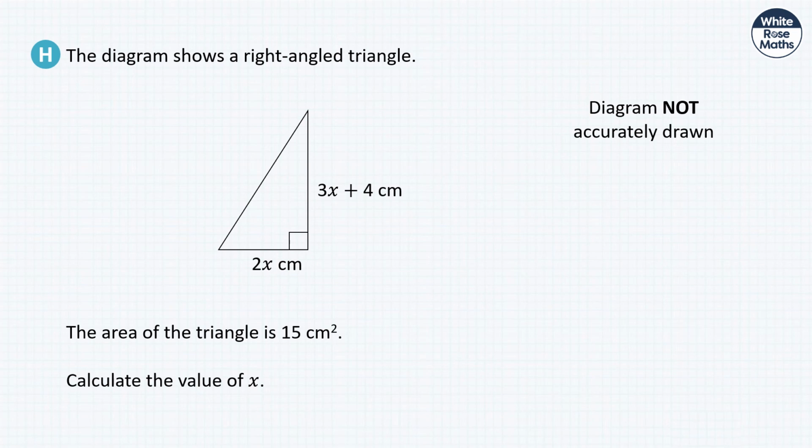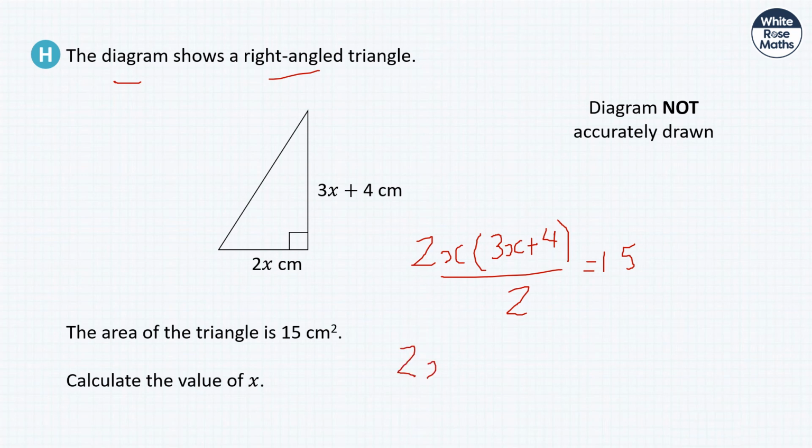Okay, this next one is a bit more tricky. So H is for higher tier only, I'm guessing. The diagram shows a right angle triangle. The area of the triangle is 15 centimeters squared. Calculate the value of x. So it will be 2x times 3x plus 4, all divided by 2, and that has to equal the area, which is 15. Times it by 2, so I get 2x brackets 3x plus 4 is equal to 30.